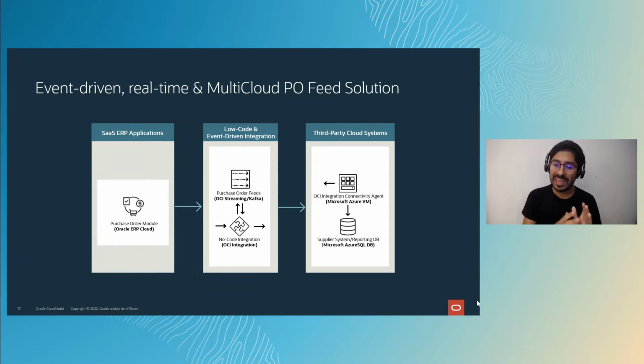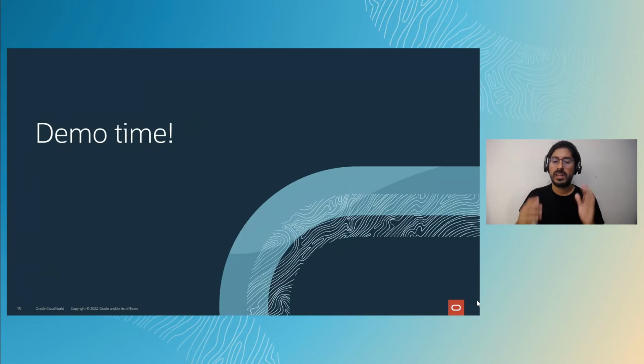So once we have that producer integration flow, we're going to have a consumer integration flow that is going to use the OCI Streaming adapter. We're going to capture and consume those purchase order feeds, and then we're going to send them to our Microsoft Azure SQL database. How do we do that? The connectivity agent is the one that is going to perform that load. And the connectivity agent is going to be associated with the connection that we establish in Oracle Integration Cloud. So let's see it live.